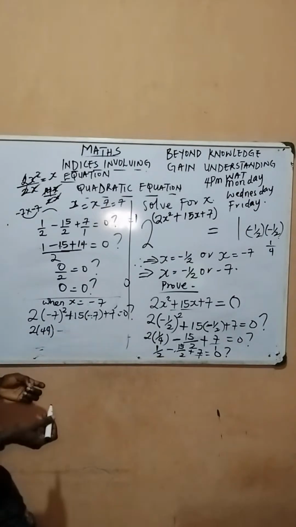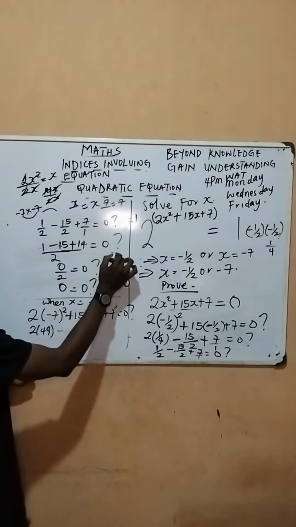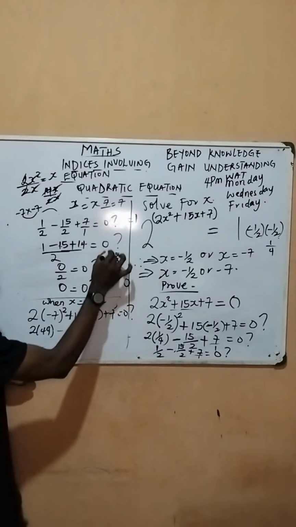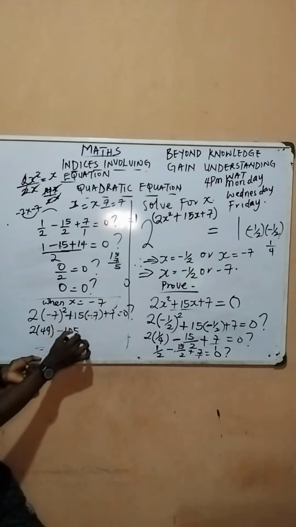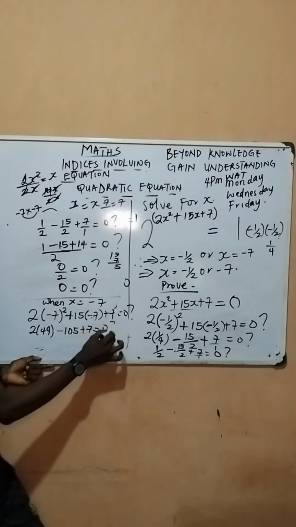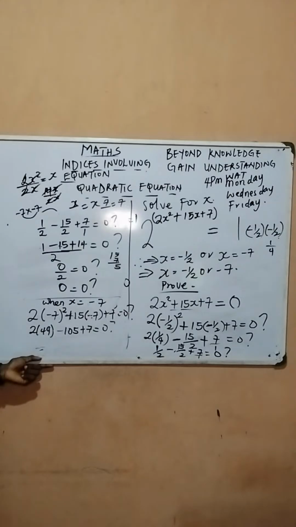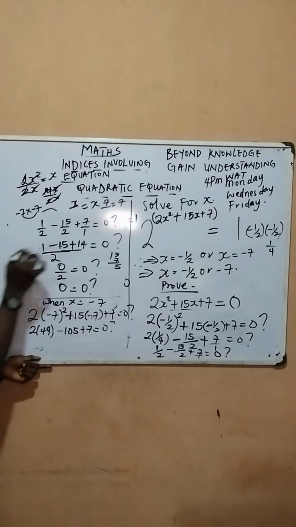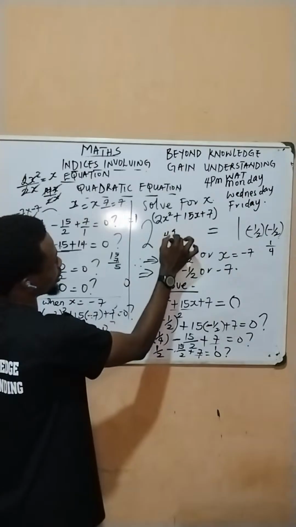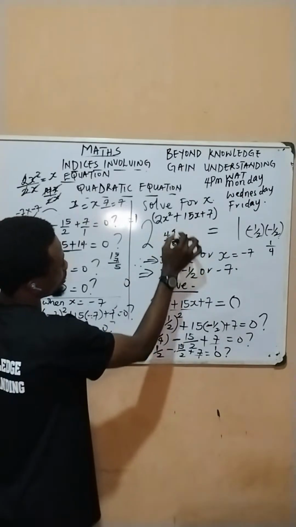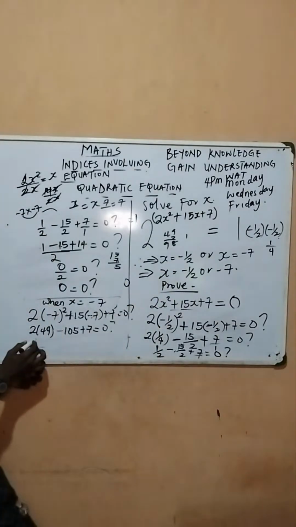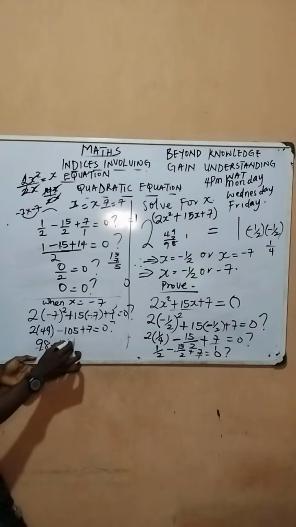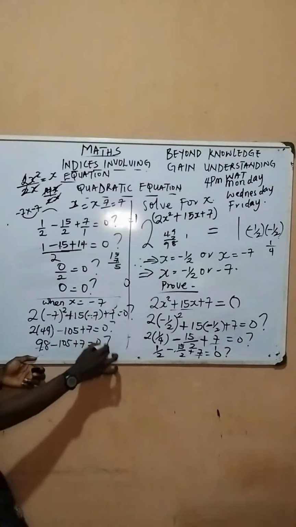15 multiplied by 7, 7 times 15: 7 times 5 is 35, 7 times 1 is 7, plus 3 gives 105, and then plus 7 is equal to 0. Now 2 times 49, let me do that somewhere here. 49 times 2: 2 times 9 is 18, 2 times 4 is 8, plus 1, 98. So this is simply like saying 98 minus 105 plus 7 is equal to 0.